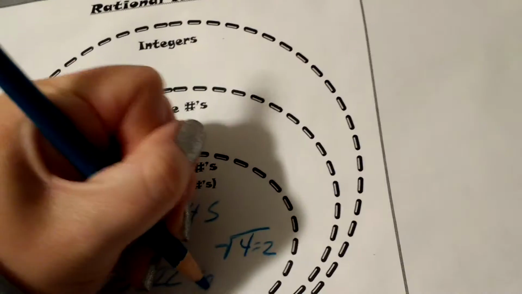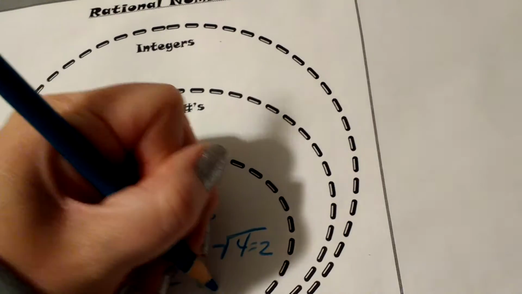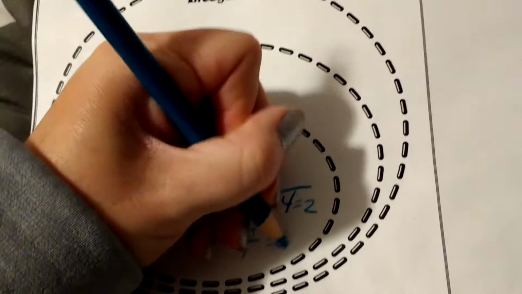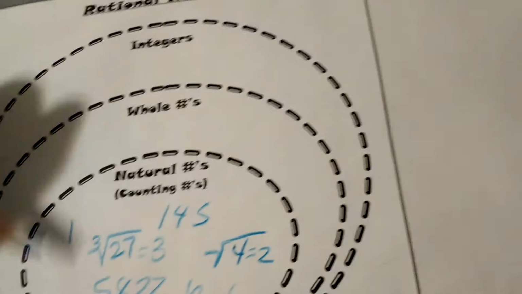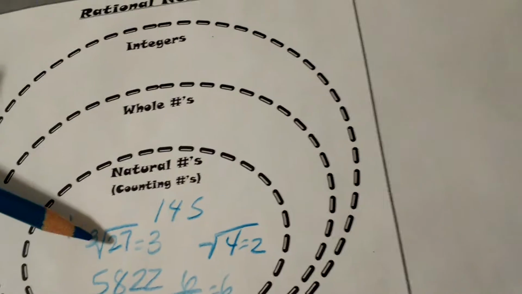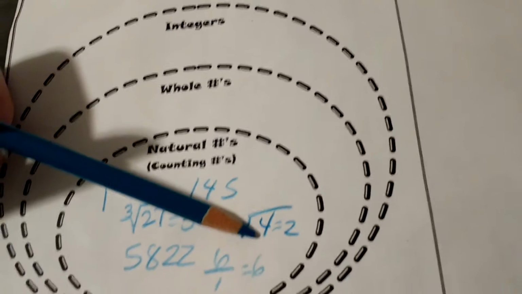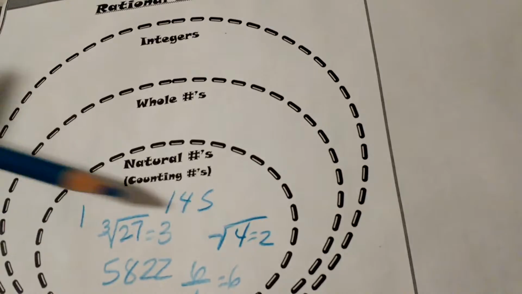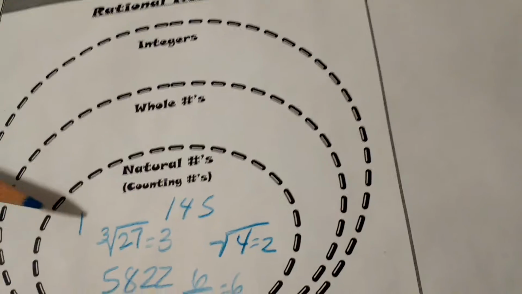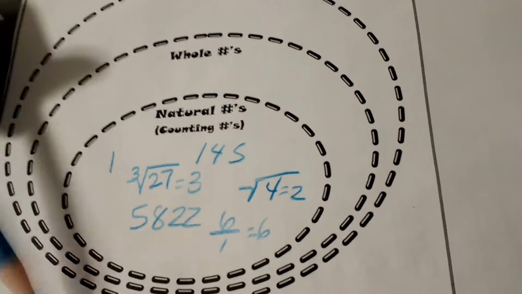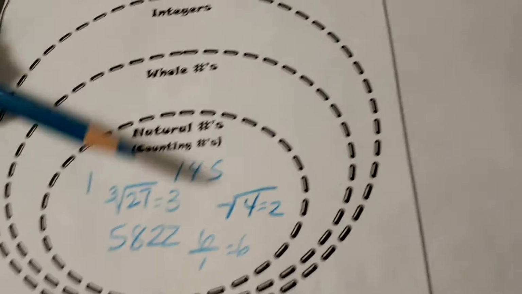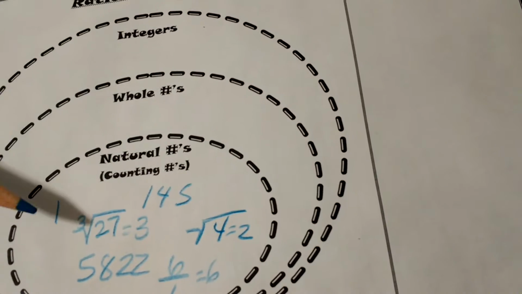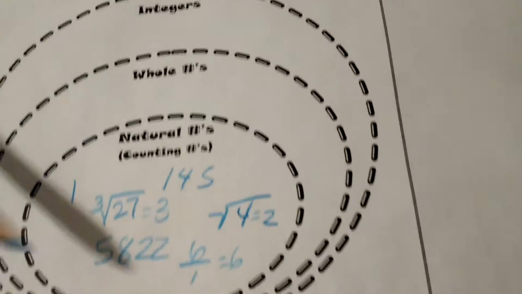Even like 6 over 1 because that equals 6 or whatever. So those are all natural counting numbers. So you want to actually evaluate these square roots or cube roots or simplify fractions to make sure that they all go in their natural counting numbers. So it'd be 1, all positive whole numbers 1, 2, 3, 4, 5 into infinity.